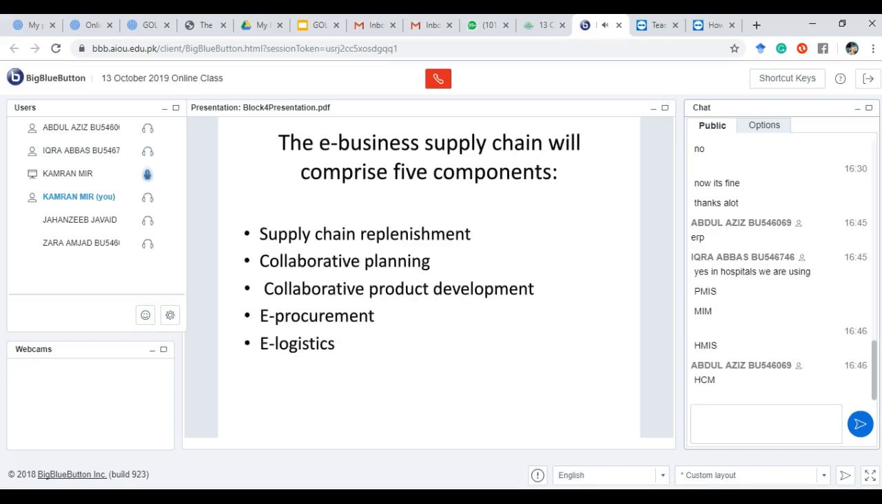And here we will be studying it more. The business supply chain will comprise 5 components: supply chain replenishment, collaborative planning, collaborative development, procurement, and logistics. Obviously, it covers how things are being replenished, what planning is involved in collaborating all those procedures, how product development is done, how procurement takes place, and what logistics are involved, how it is transported from one place to another. So, as I said, it's all about the whole system you've got in place.